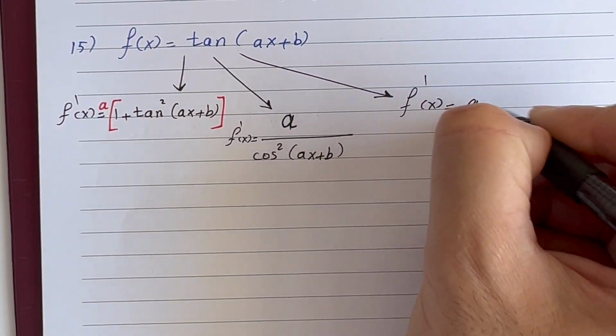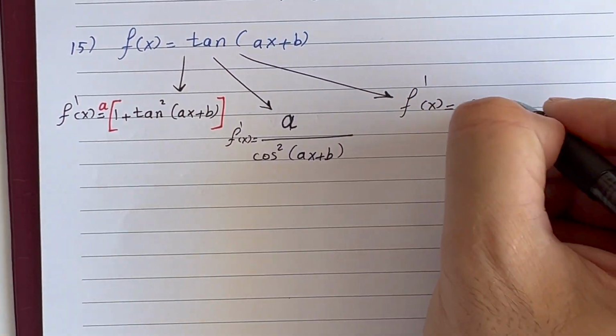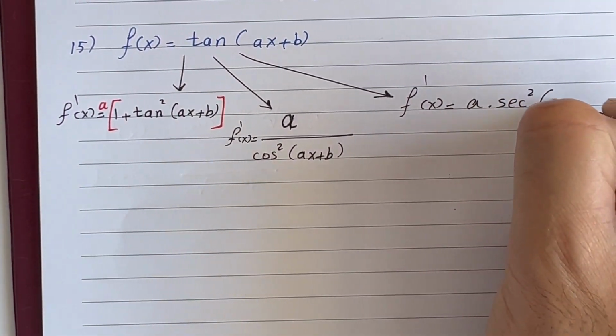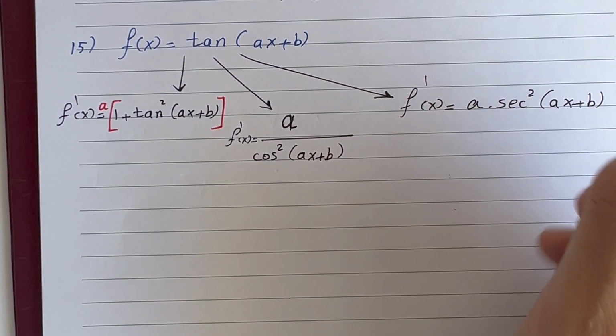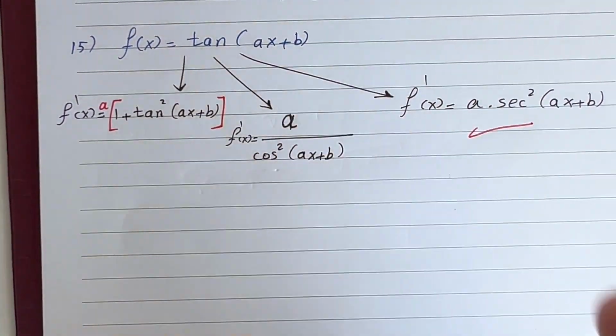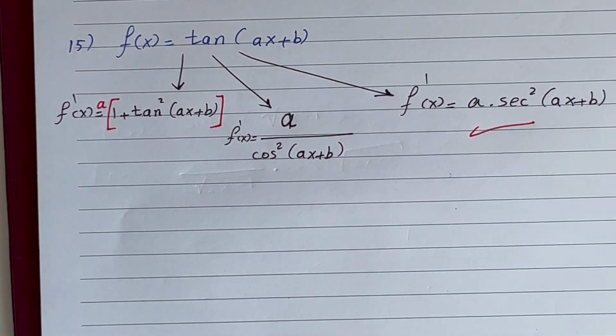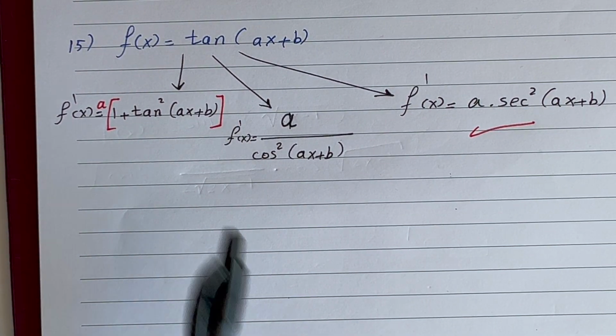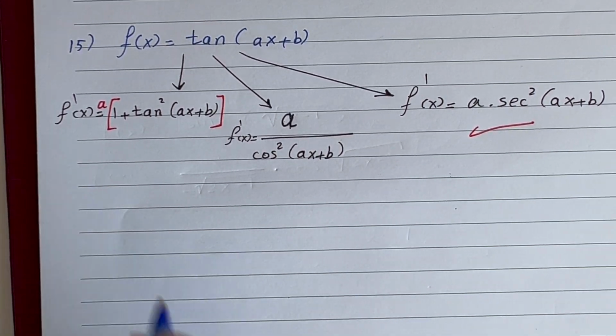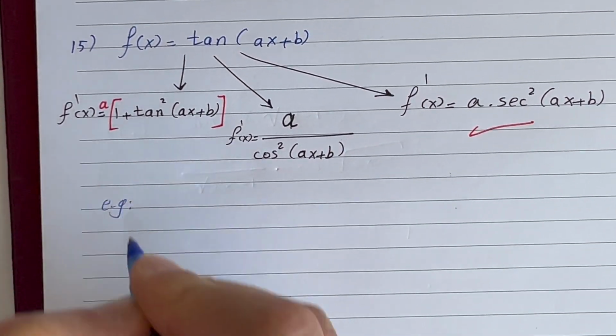Or multiply by the derivative of the angle outside, and it's going to be sec squared (ax plus b). This is the most common one in the IB exams, but all of them will work, and any math teacher in the world will not have the right to deduct any mark from you if you use any of these three.